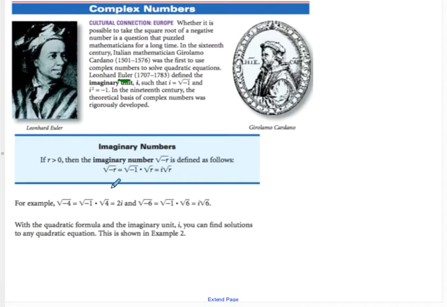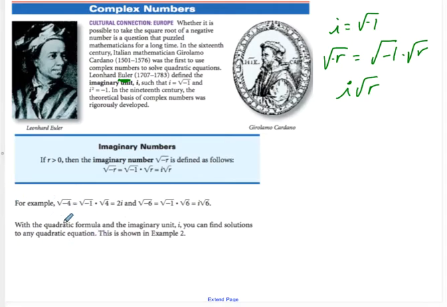In the 19th century, the theoretical basis of complex numbers was rigorously developed. So let's walk through what this means. The imaginary unit i is defined as the square root of negative 1, all right? If you were given the square root of negative r, that's the same as the square root of negative 1 times the square root of r, right? Which is the same as saying i root r. Okay, so the square root of negative 1 can be replaced with this i, and that's what it means, okay?